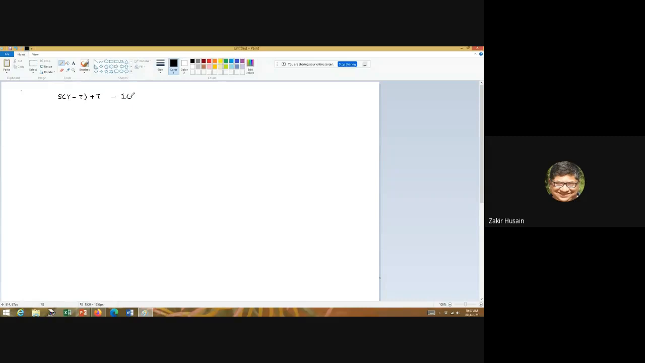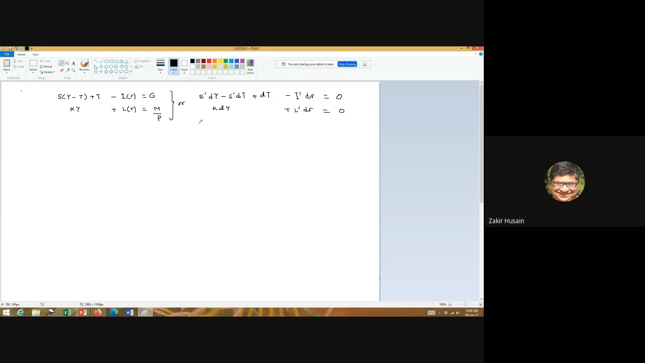Okay. So the IS market is this, and this is the commodity market, sorry, money market. So if we take the total differential, this will be S prime dy minus S prime dt plus dt. This is I prime dr, and dg is 0. This is k into dy plus L prime into dr, and this is 0.